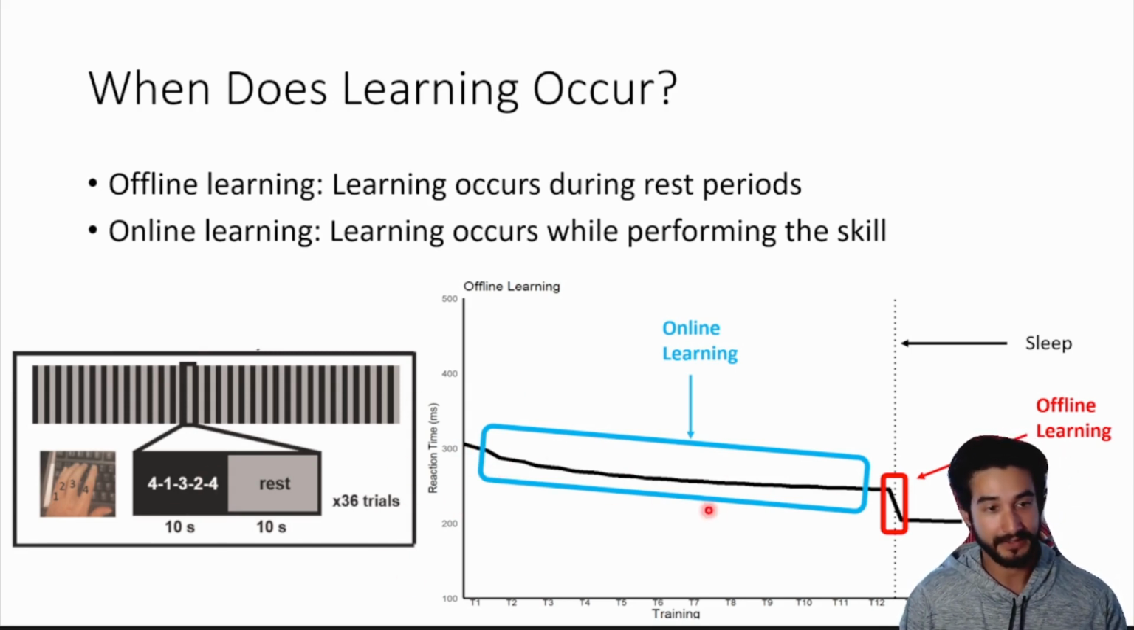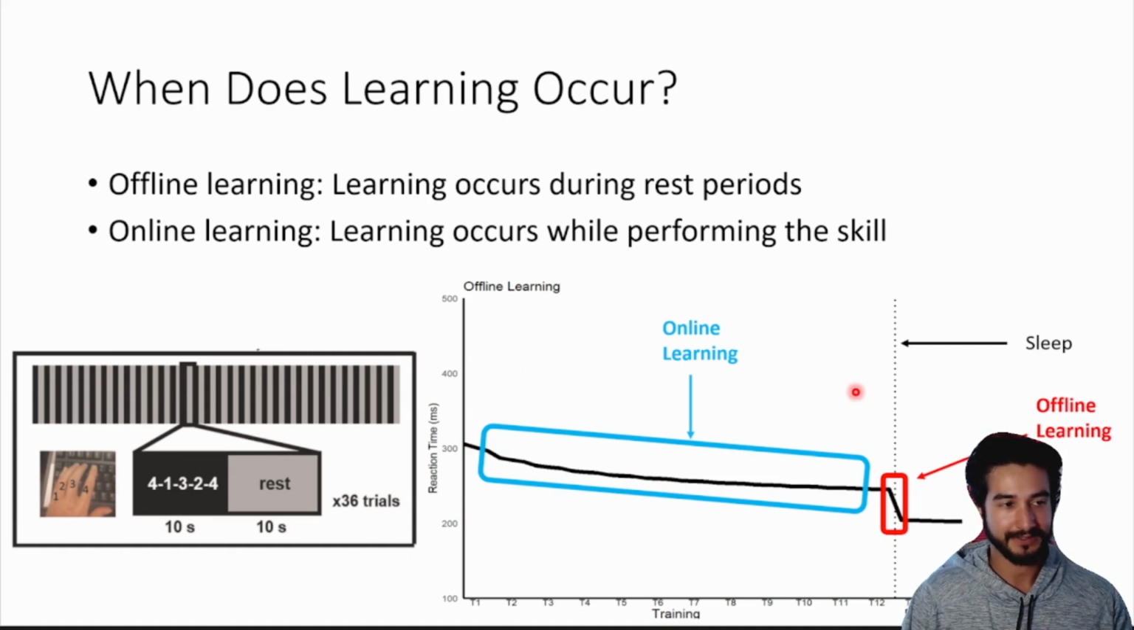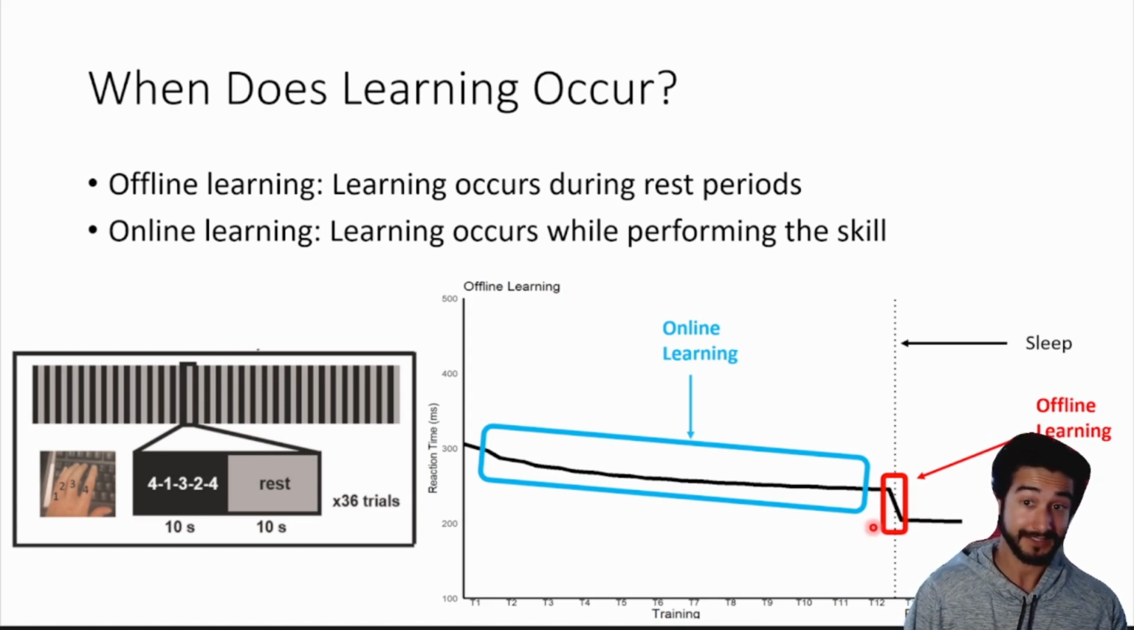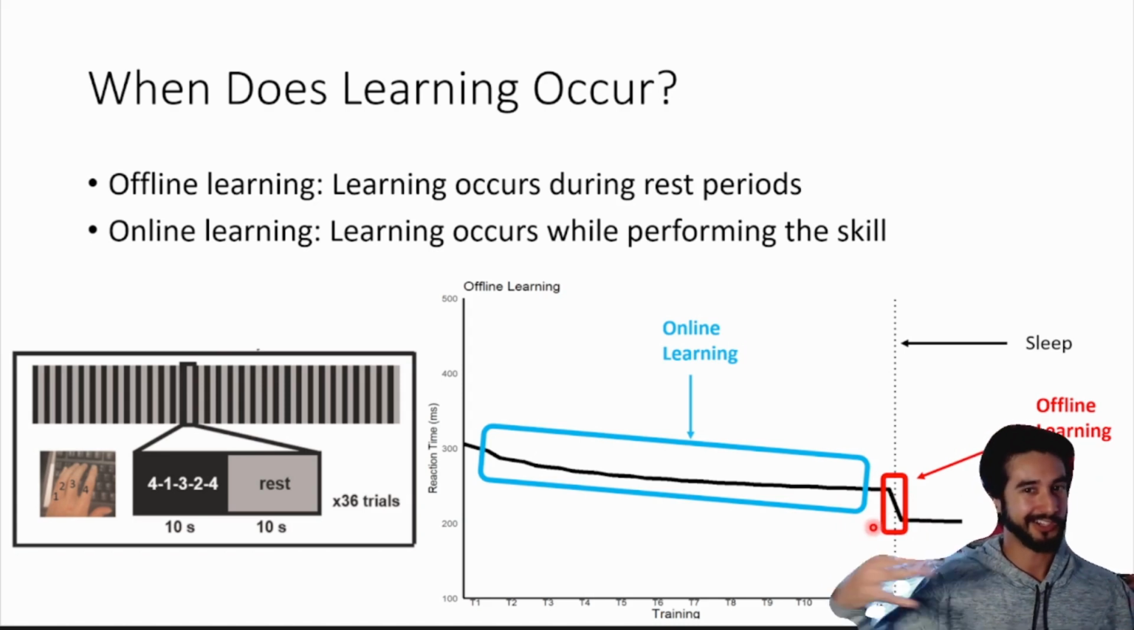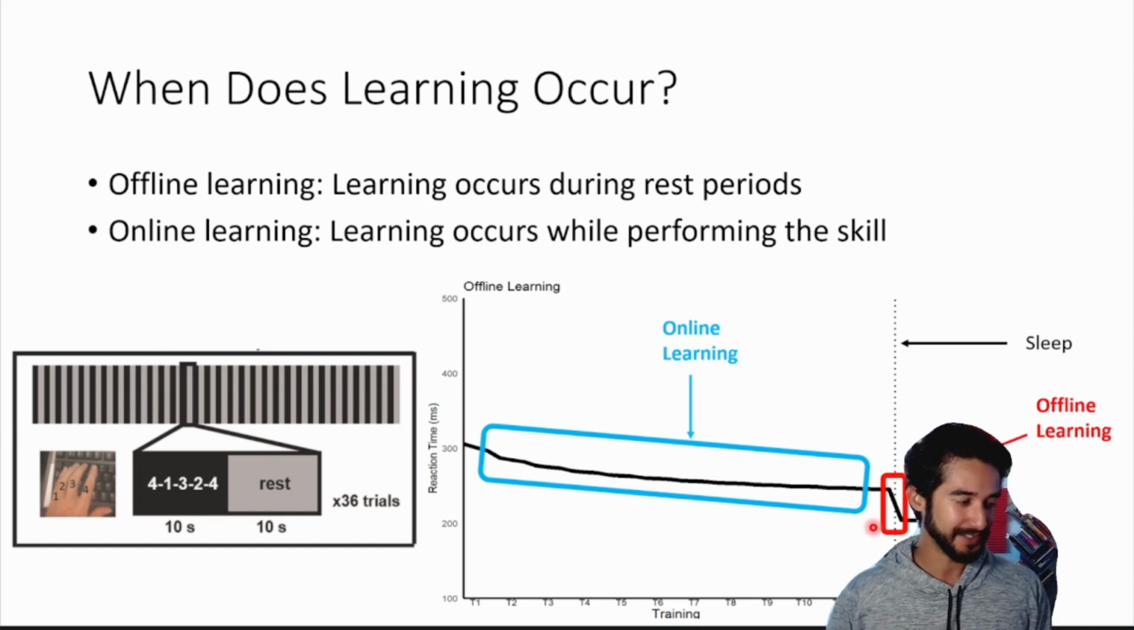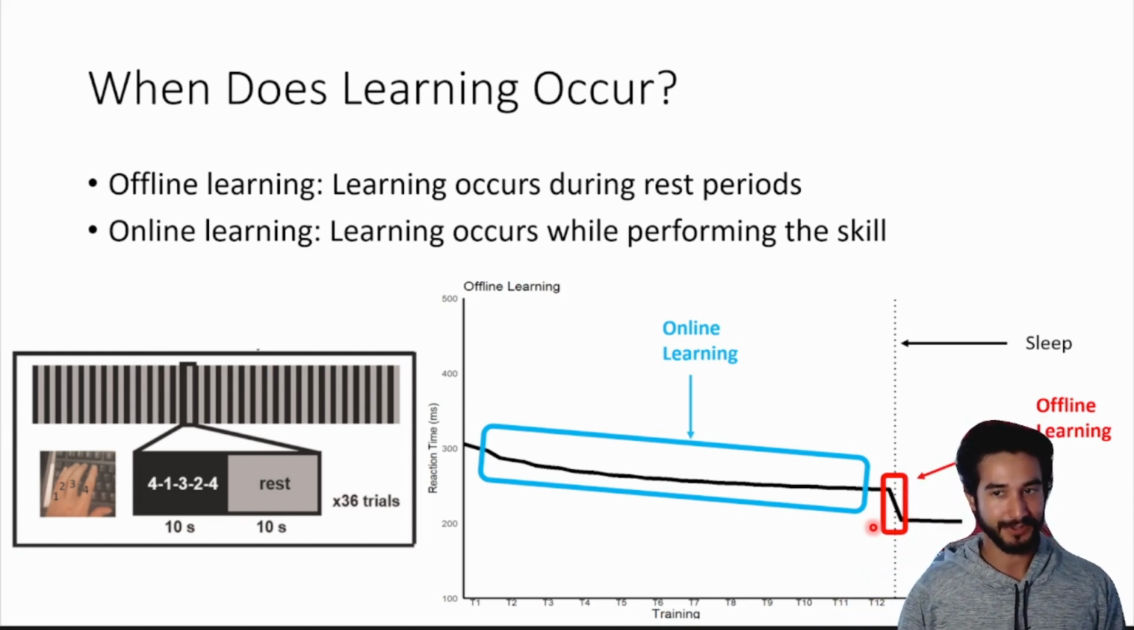And so this is called online learning. But let's say you do this training and then you go to sleep and you come back the next day and all of a sudden you're better. So this would be called offline learning. You're not doing anything and all of a sudden you're better at this task because, presumably, you've learned more.